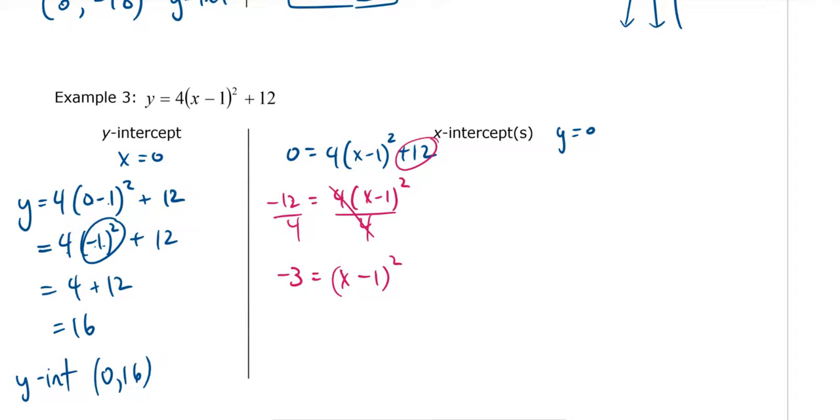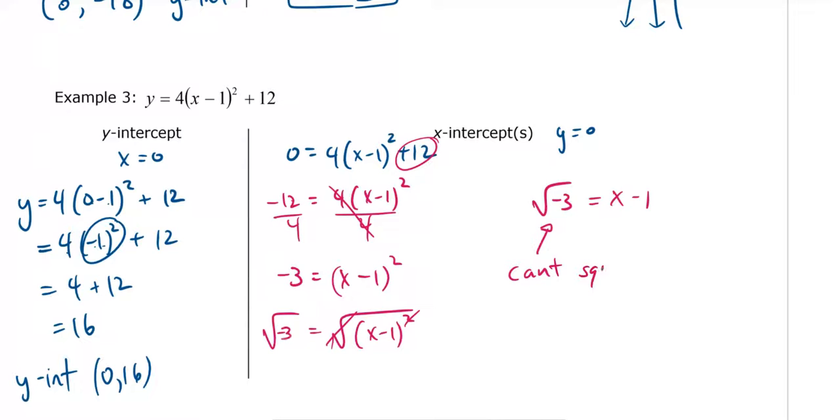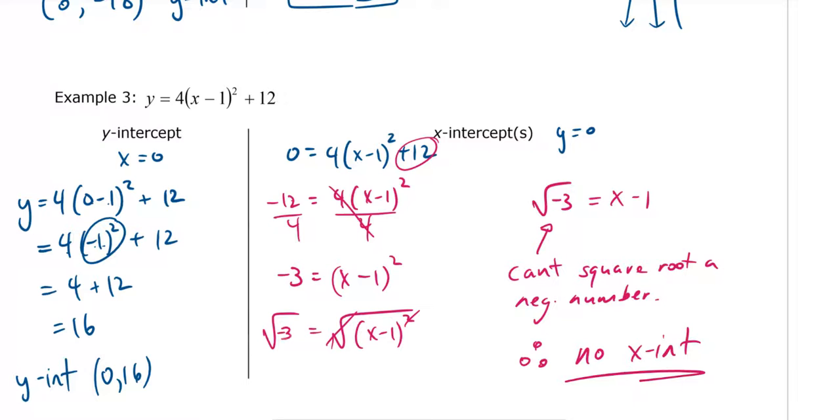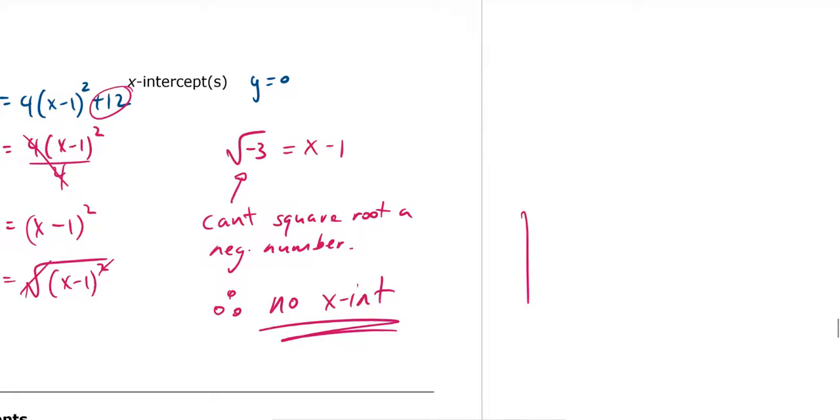Then I'll take the square root of both sides. So the square root of negative 3 equals the square root of (x minus 1) squared. So that helps me with the right side. So the right side would be x minus 1. But on the left side, I have the square root of negative 3. So you can't square root a negative number. Try it on your calculators, you'll see you get an error. So if you can't square root a negative number, then therefore you'd say that there are no x-intercepts. And so your graph might look something like this.